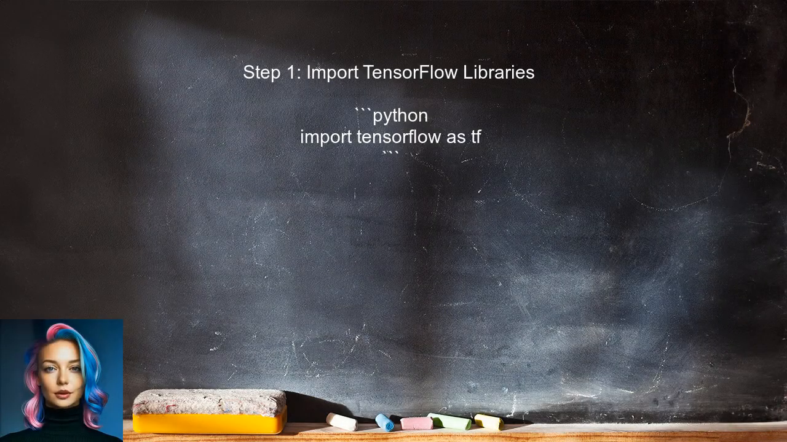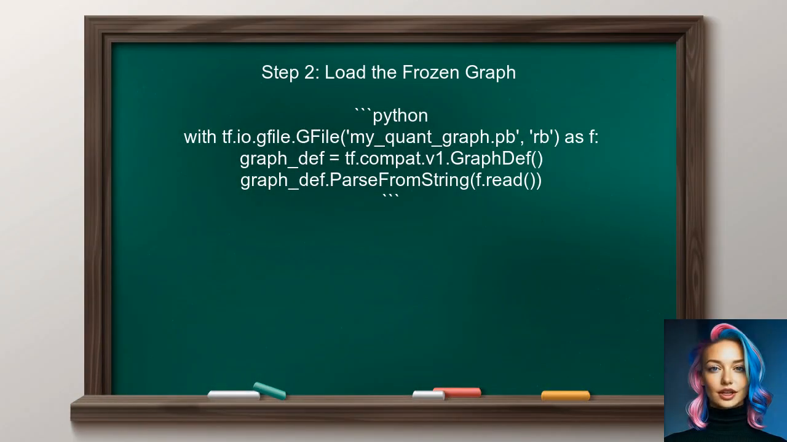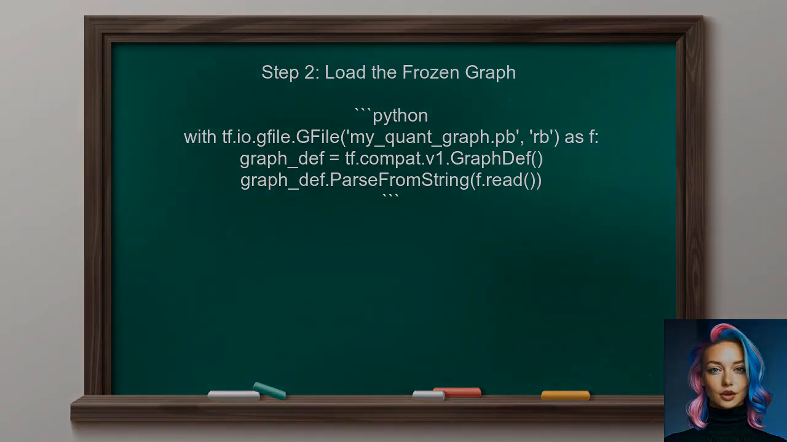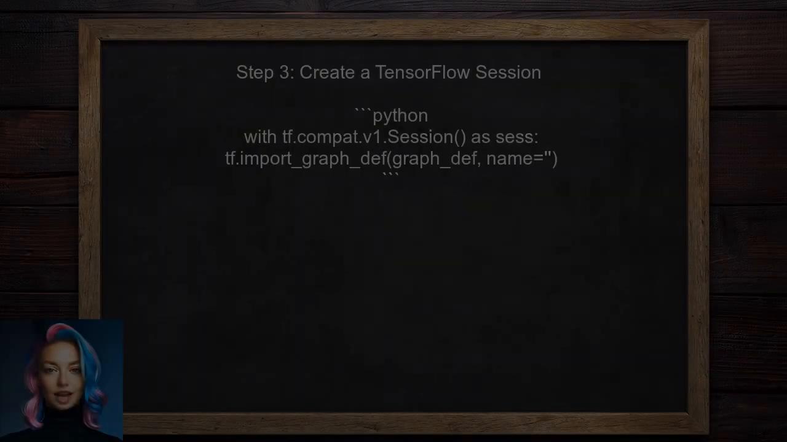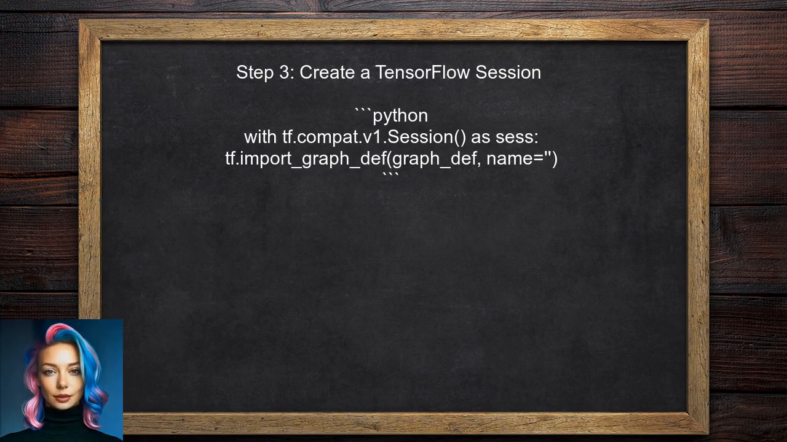To convert a frozen graph to a saved model, the user should first import the necessary TensorFlow libraries. This is essential for handling the conversion process. Next, the user needs to load the frozen graph from the file. This can be done using TensorFlow's function to read the graph definition. After loading the graph, the user should create a new TensorFlow session and import the graph definition into it. This step is crucial for preparing the graph for inference.